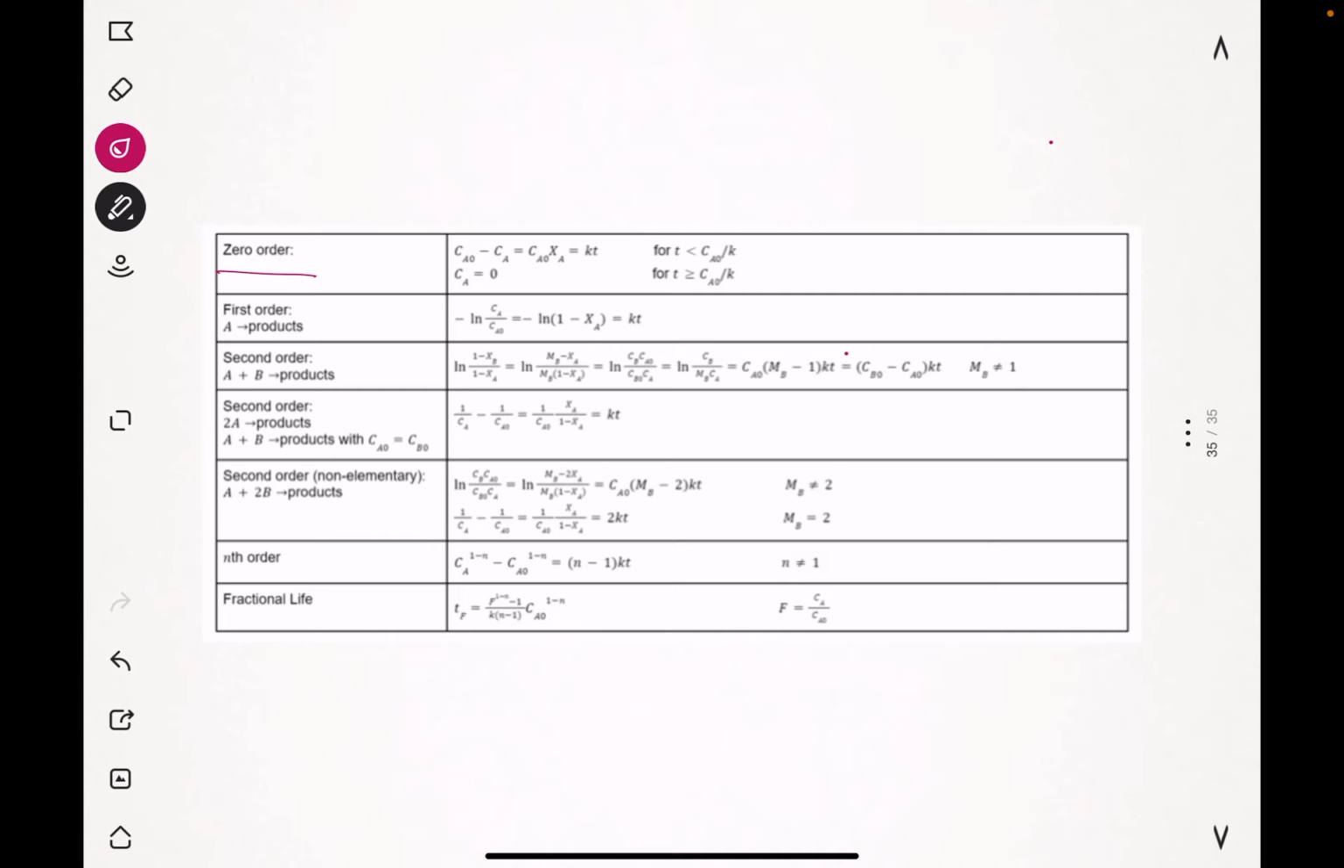We have also looked into one of the non-elementary second order reactions, and in the last class we have derived the nth order, and from there we have looked into the fractional life method. So in today's lecture, while solving the problem, we'll be using some of these equations.